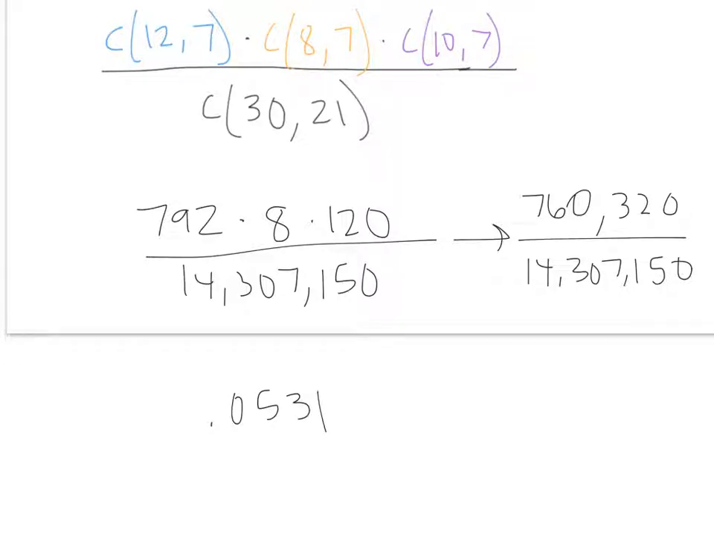So for my answer, I get 0.0531, but we want the probability, so let's figure that out as a percentage. So we would get 5.31%. Given that many chips, that we would pick 7 of each color, which isn't that high of a probability because there are many different varieties that could happen if you want to choose chips here with the 3 different colors and the total amount that there are.